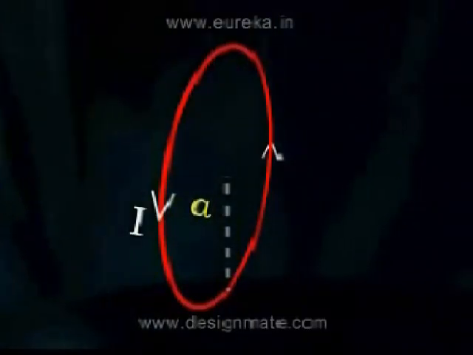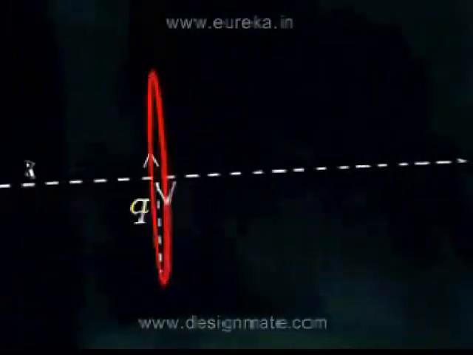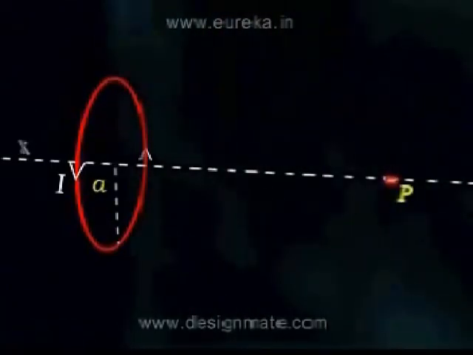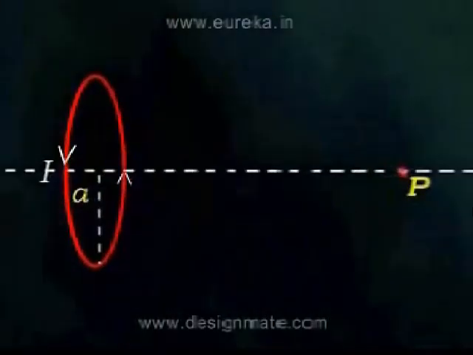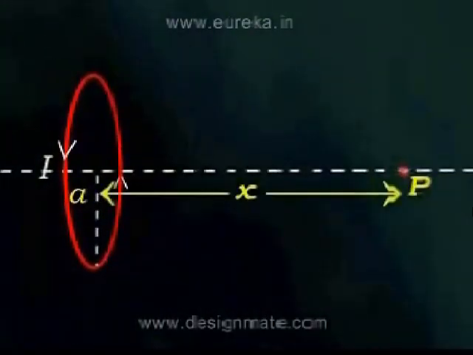Consider a ring of radius a formed by a thin wire carrying a current I. The axis of the ring is taken along the x-axis as shown in the figure. Suppose that we want to find the magnetic field at a point P on the axis of the ring at a distance x from the center of the ring.